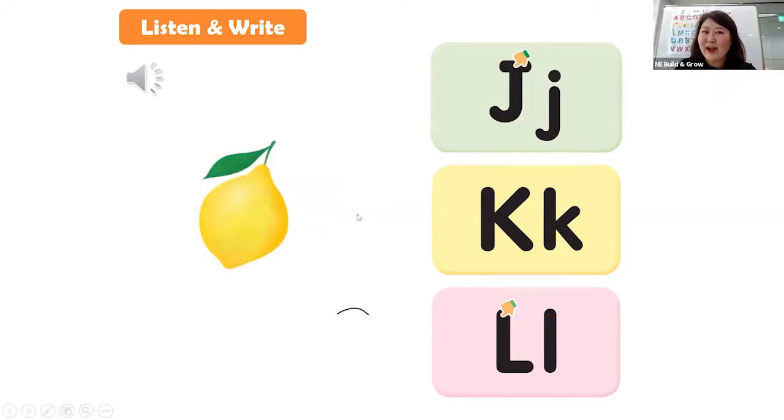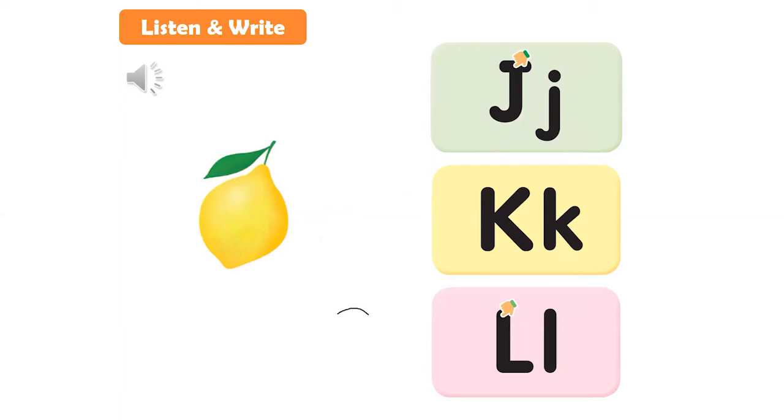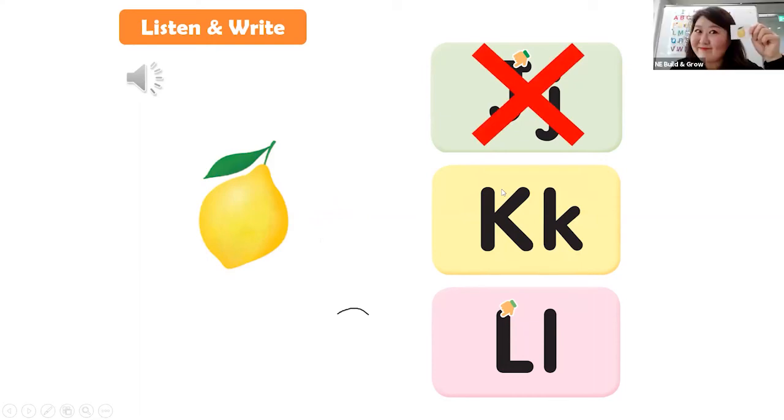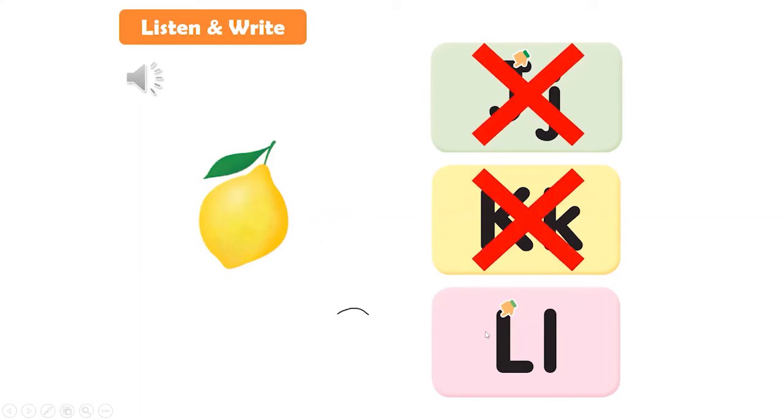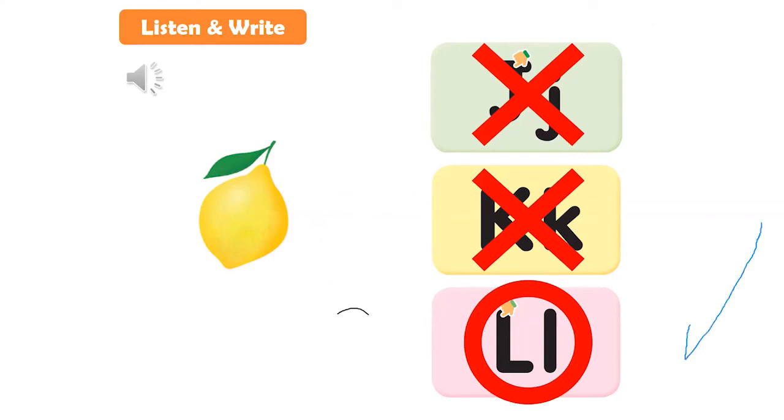And next one, are you guys ready? Listen. Lemon. Lemon. Good. Is that the first one? No. Second one? No. Last one. Good job. Yes, the last one. Yellow finger, I want you to write in the air. Let's practice it. Little L. Good job, everyone.